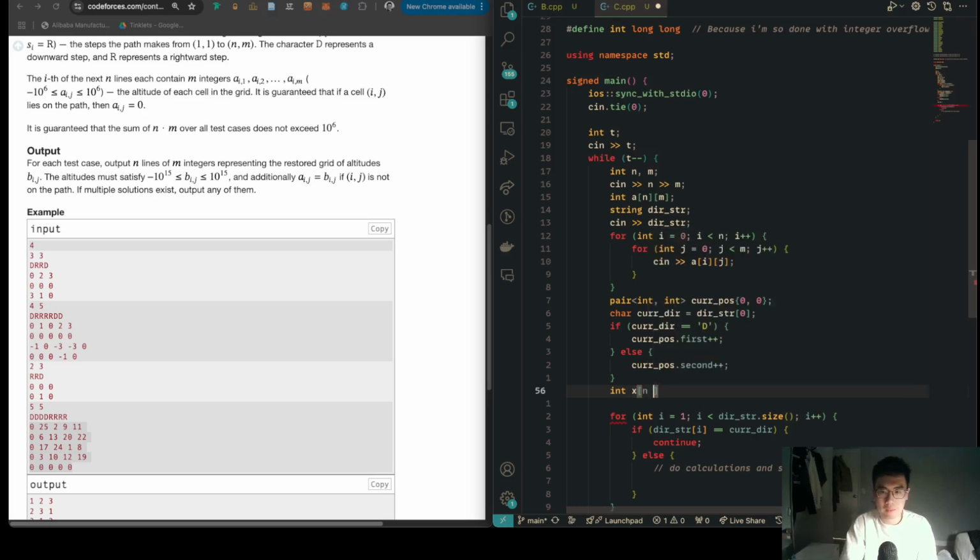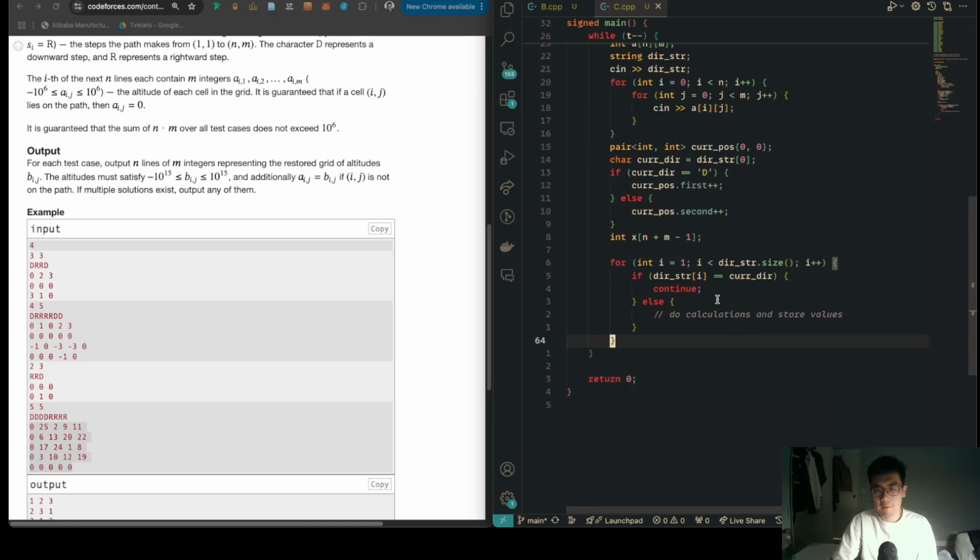The path is going to be n plus m minus 1, right? 0, 1, 2, 3, 4, 1, 2, 3, 4, 5. Yeah. There's only 5 elements. So you might go down and then you might go right. And then do calculations and store values.